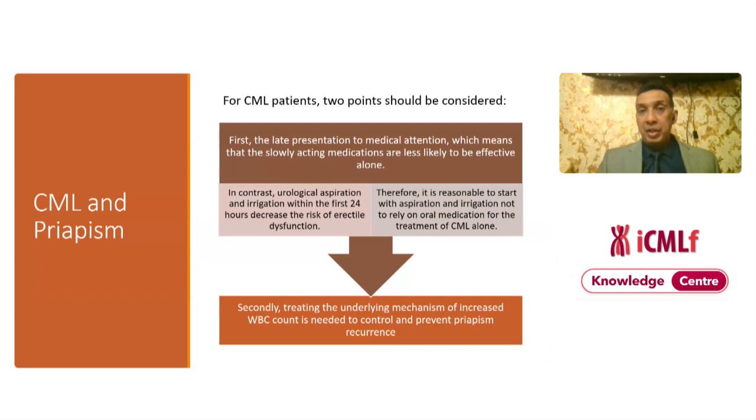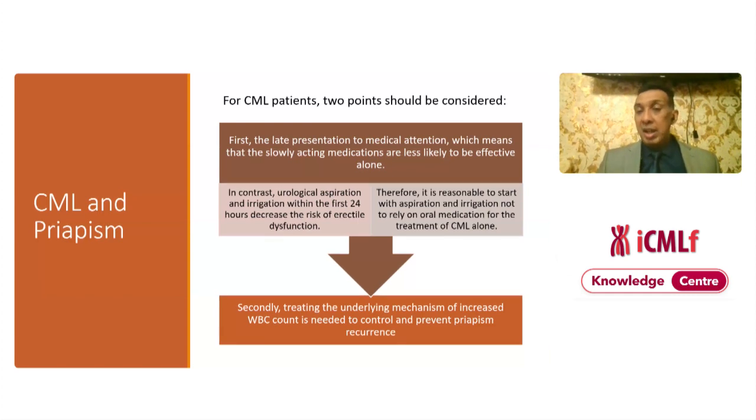For CML patients, two points should be considered. First, the late presentation to medical attention, which may slow the action of the medications and make them less likely to be effective alone. In contrast, urological aspiration and irrigation within the first 48 hours decrease the risk of erectile dysfunction. Therefore, it is reasonable to start with aspiration and irrigation and not to rely on oral medications. Don't depend only on cytoreduction with a high dose of hydroxyurea alone. Get help from your urologist whenever they are accessible and available.